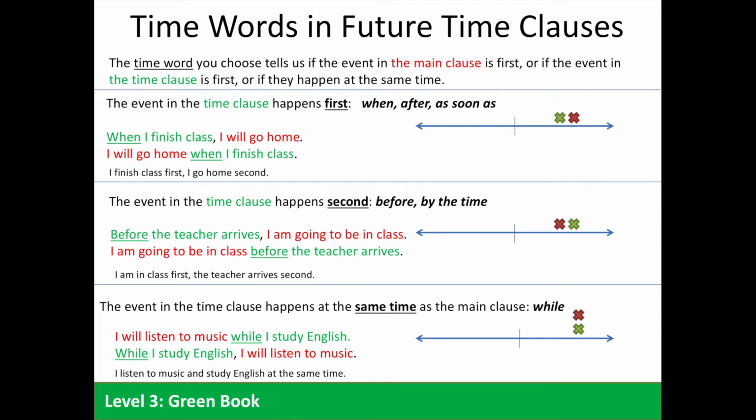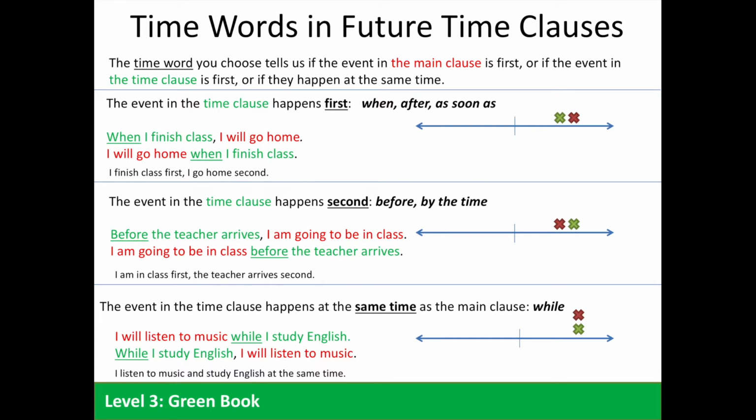Now, when we talk about future time clauses, you have to remember that the time word you choose tells us if the event in the main clause is first, or if the event in the time clause is first, or if they happened at the same time. Specifically, when you use the time words when, after, or as soon as, we know the event in the time clause happens first. Some examples: when I finish class, I will go home. I will go home when I finish class. Again, in these examples, first I finish class, then I go home.